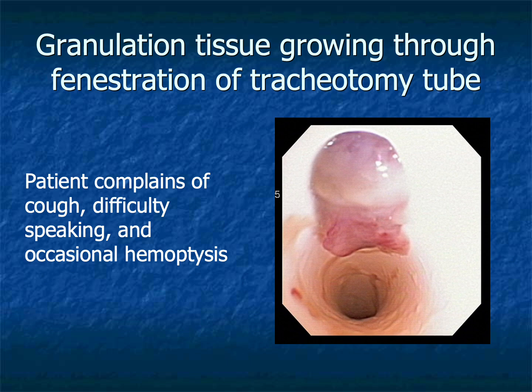Patients often present with cough, difficulty speaking, and intermittent hemoptysis or airflow obstruction, especially if the granulation tissue forms high in the trachea or near the vocal cords. Recognition of this complication is important because symptoms frequently improve after appropriate bronchoscopic or surgical management.